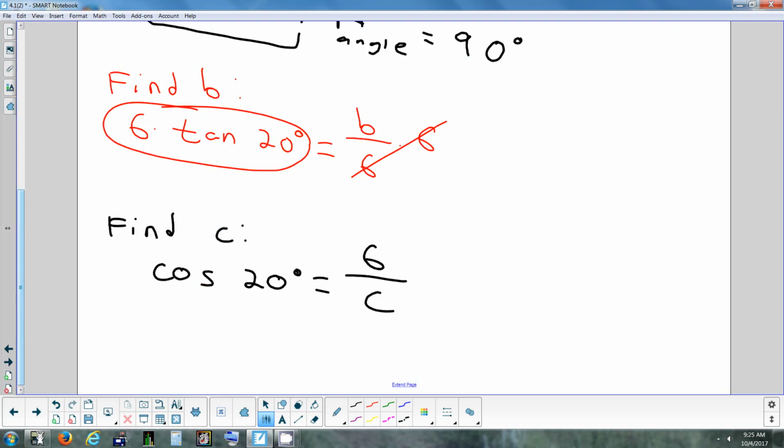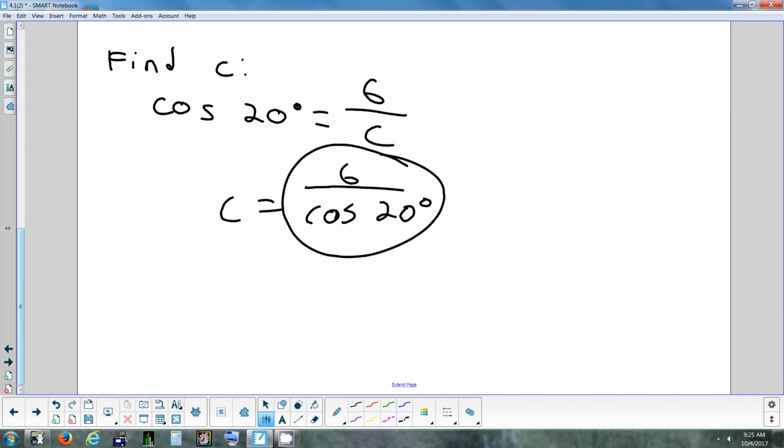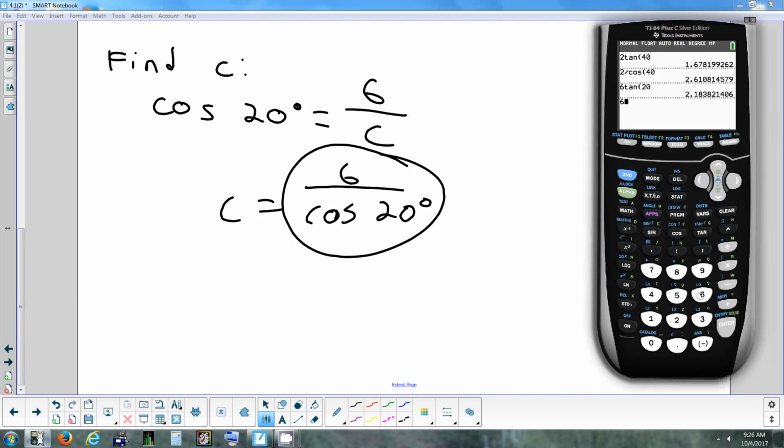Okay, and now Katie, what was the shortcut we had here that we could use to get C by itself? If we don't want to use it, we could go through the algebra. Cosine of 20 and C switch. Just switch C and cosine 20. So we get 6 divided by cosine 20. And that's C. Okay, so type it in and see what you get.